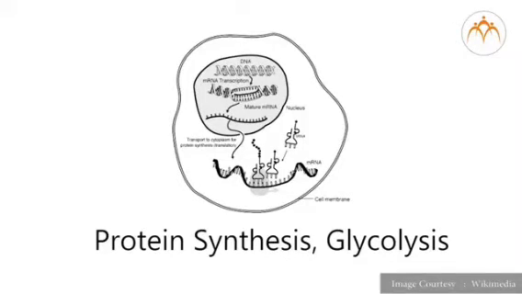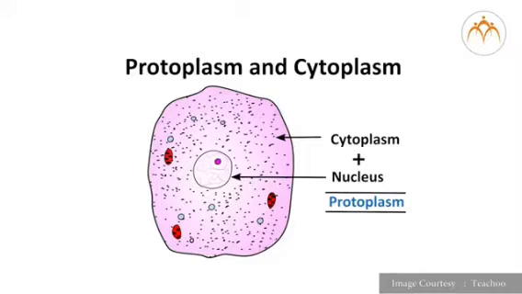Now we will see the functions of the cytoplasm. Cytoplasm functions to support and suspend organelles and cellular molecules. Many biochemical processes like protein synthesis, glycolysis, etc. occur in the cytoplasm. It helps to maintain the shape of the cell. Cytoplasm and nucleus inside the cell together is termed as protoplasm. It is considered as the vital component of the cell.